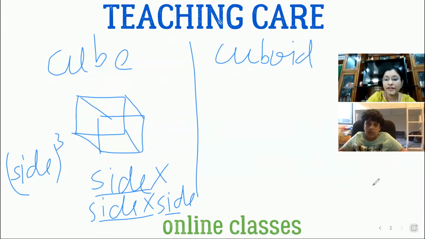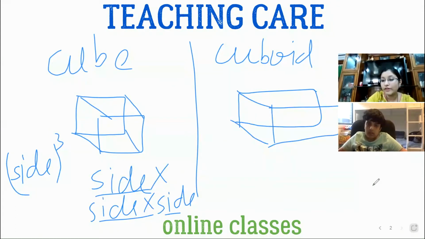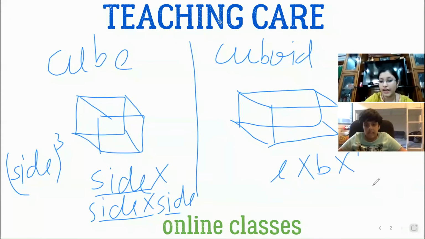What happened in cuboid? Cuboid is made out of rectangles. Now in rectangles, the length, breadth and height are different. They are not the same. So the volume of a cuboid is length times breadth times height. Both the things clear? Sure?